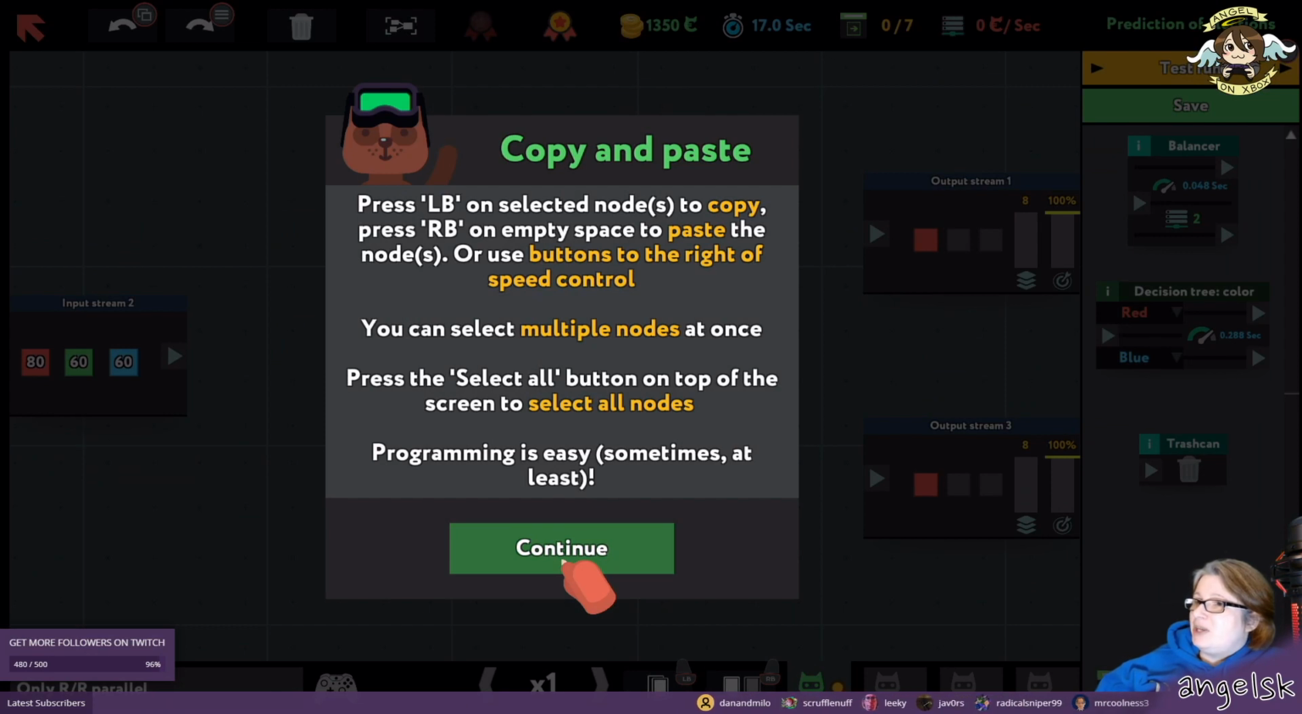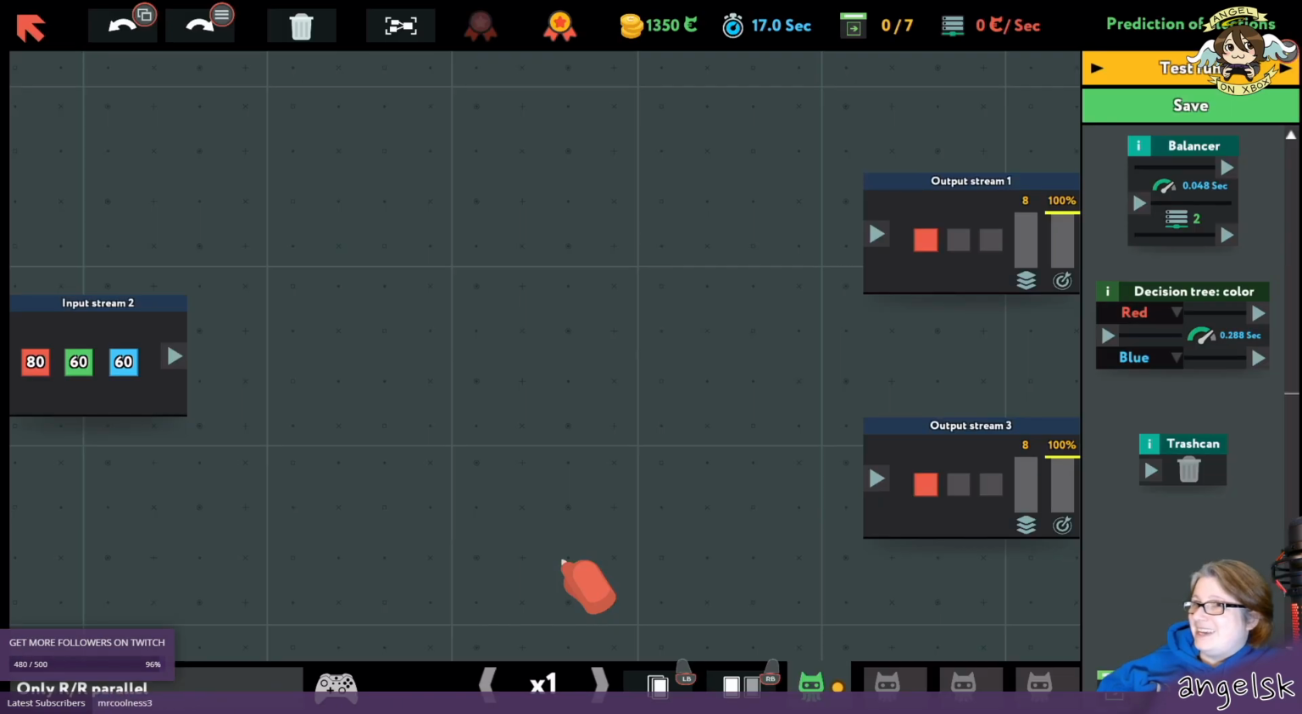Press LB on selected nodes to copy and RB on empty spaces to paste. Or use the buttons to the right of the speed control. Oh! So, they didn't exist before. Now we have copy and paste. You can select multiple nodes. Press select all to select all the nodes. Program is easy. Yay! We have copy paste!